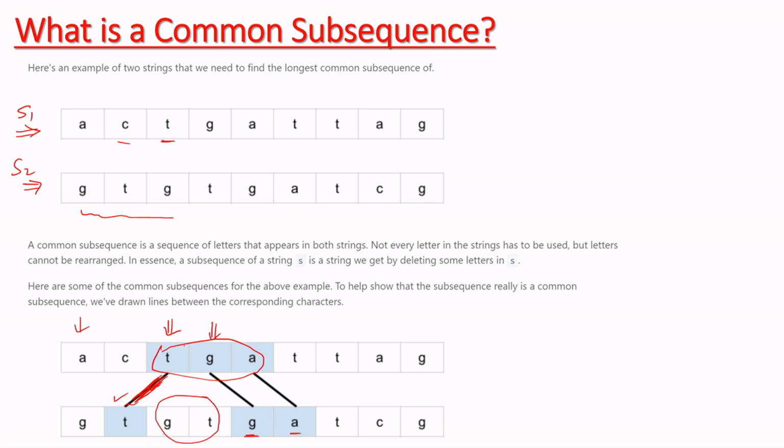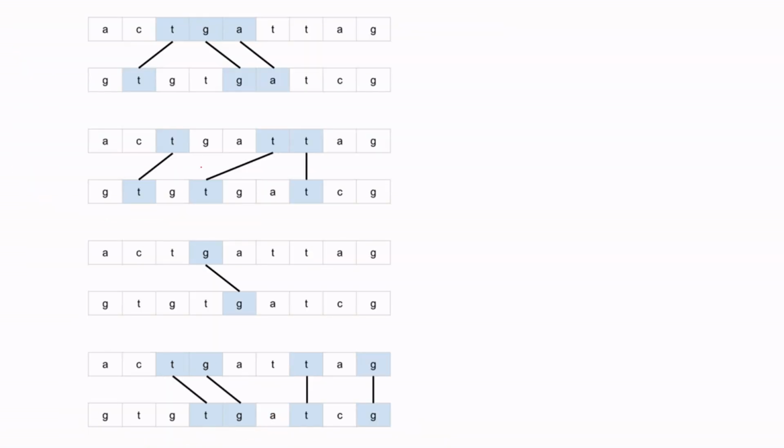And let's see, we'll see the next, right? So if we talk about this one that we have already seen, we got T, G, A in string 1 and 2 both, right? So this is the subsequence we are taking, okay.